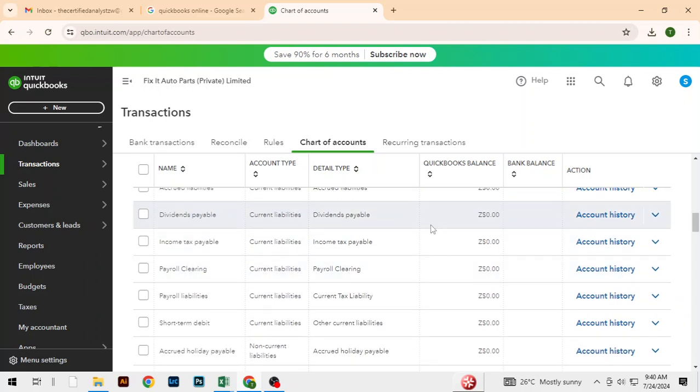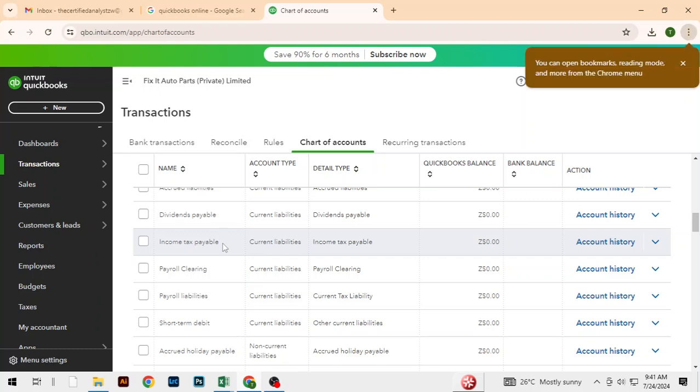And then we've got dividends payable, right? So this is where you can add dividends that might be due, that you haven't paid. And then we've got income tax payable. Okay, income tax payable, this is income tax due. At some point you may not have been paying taxes, and those will be due, so you need to add them under this account, which is income tax payable.